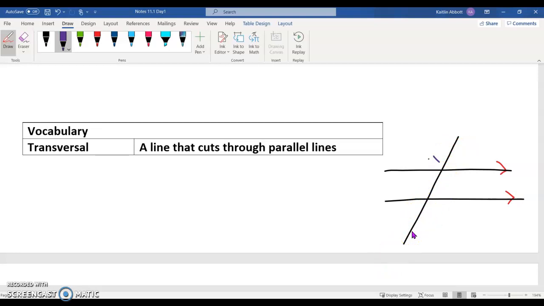Should I write it? Transversal. My pen doesn't like me. But this is the transversal right there. Okay?